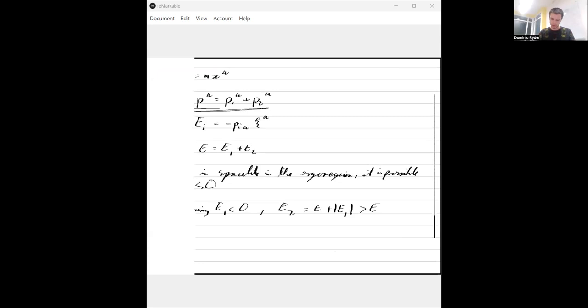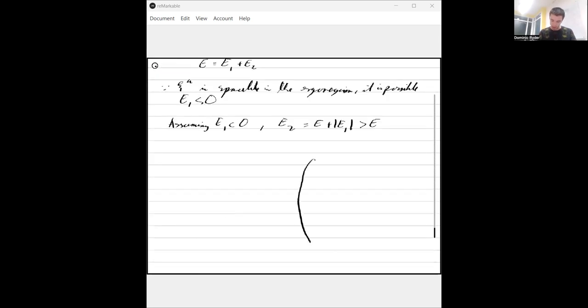I badly labeled it there, so I'll draw it again. So this is our ergo region. This is our black hole.